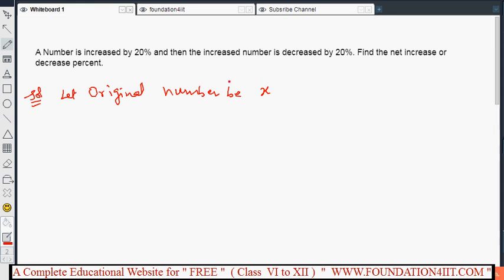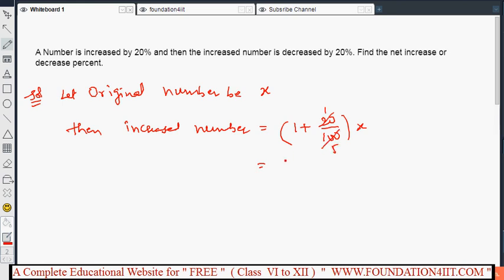Then the number is increased by 20%. So the increased number is equal to, according to the formula, 1 plus 20 by 100 into x. You have seen the formulas previously. 1 plus 20 by 100 equals 21 is 25, 1 plus 1 by 5, that is 6 by 5. So 6x by 5. This is the increased number.